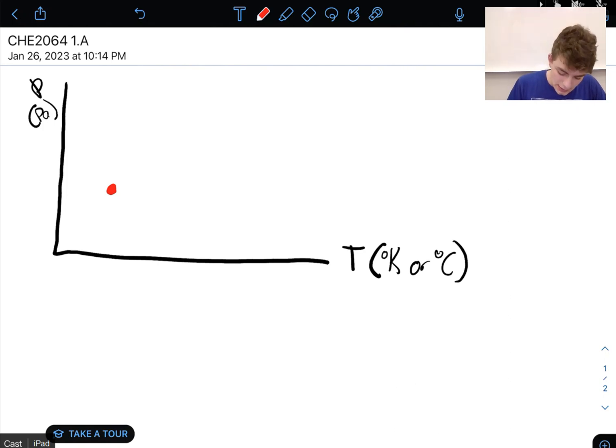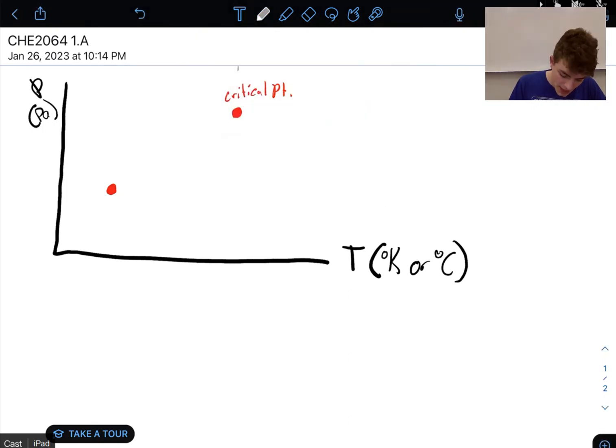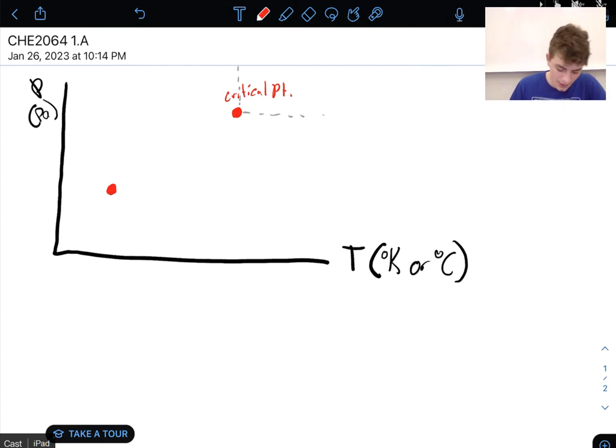But let's also look up here at our critical point. I'll even label it: critical point. Now, the critical point is important because past the critical point in either the pressure or the temperature direction, we're going to have what is called a supercritical fluid, which is not super important for today's video. So let's not worry about going past our critical point. Remember I said down here, this is going to be called our triple point.